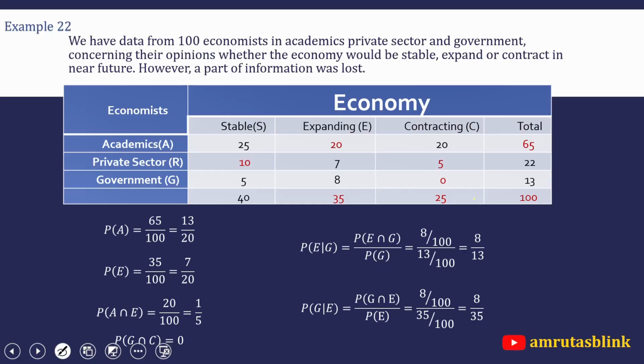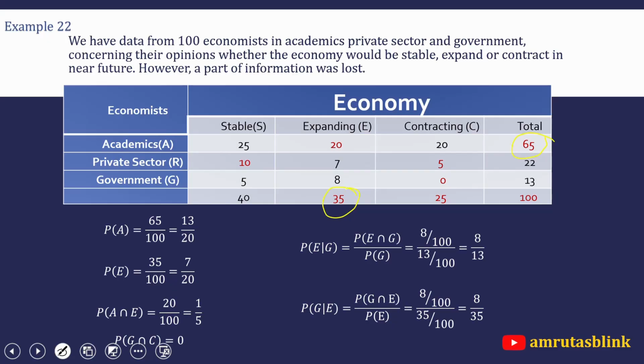So let's copy the table here. Now the first one is the probability of A. How many total academicians are there? 65. So the probability of A is 65 upon total 100, which is 13 by 20. Then the probability of E. How many total expanding are there?